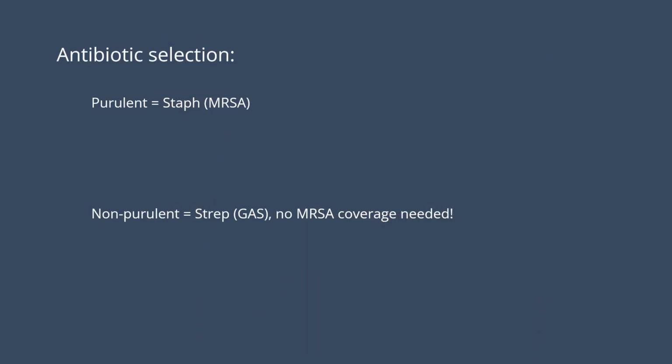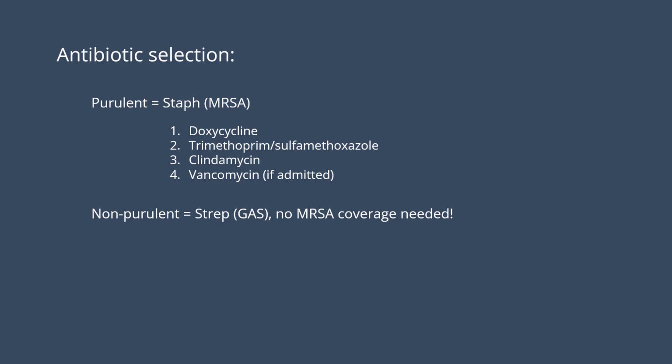Moving on to the third topic to discuss, antibiotic selection. Well, if you have a purulent infection, we've already mentioned that this is probably staph such as MRSA, so you have 3 oral options, including doxycycline, trimethoprim-sulfamethoxazole, or clindamycin. There is a 4th option, vancomycin, if you're admitted. If you have a non-purulent cellulitis, it's typically strep and no MRSA coverage is needed. The big treatment option is cephalexin, a first-generation cephalosporin that's dosed every 6 hours. However, that is a difficult way to take antibiotics, so another great option is cefadroxil, which is dosed BID. This is preferred at our hospital.